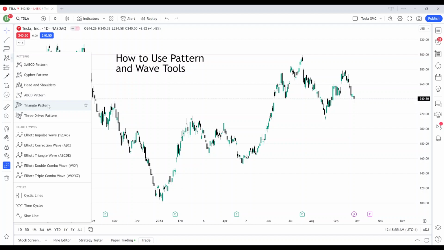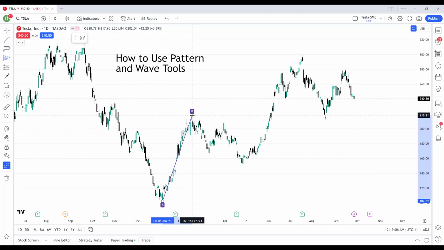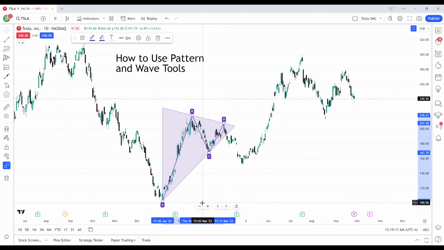So another pattern tool that I want to show you, and once you get to a more moderate or advanced level of trading, you can draw these triangle patterns on your own, but I'm going to show you a triangle pattern. Okay, so here you can see we draw 4 different points, A, B, C, D. Low, swing high, next swing low, next swing high. You can see it draws the triangle for us.